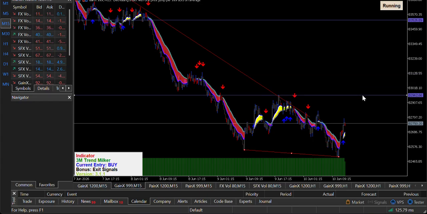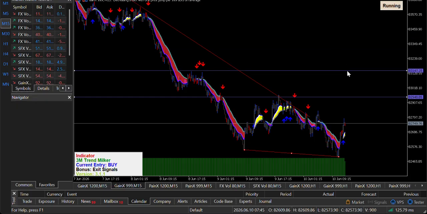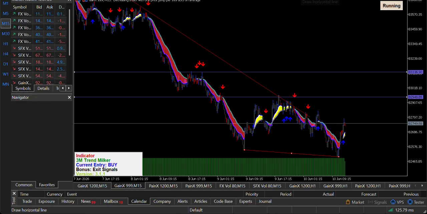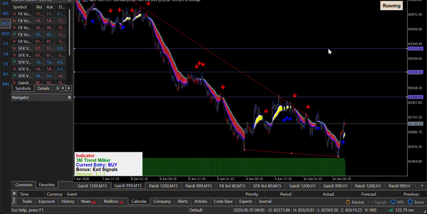Now the first target should be this region. You can see it right there. That should be the first target. Let me bring it down a bit in case it's going to react quickly. Okay, and of course, if it breaks out from there, then this should be the second target. And of course, guys, if it breaks out from there, then right here should be the third target.